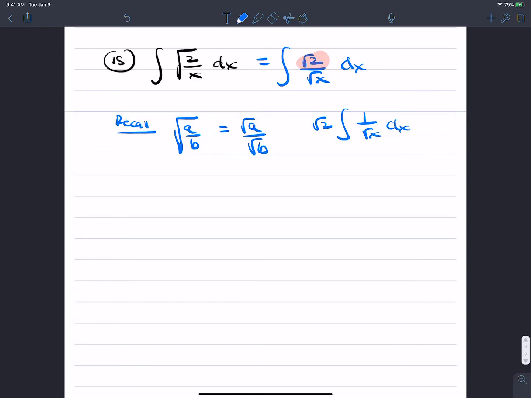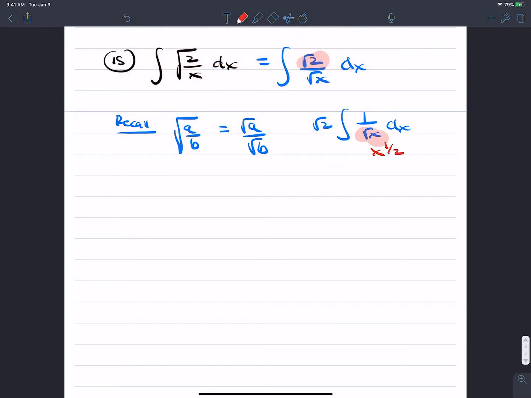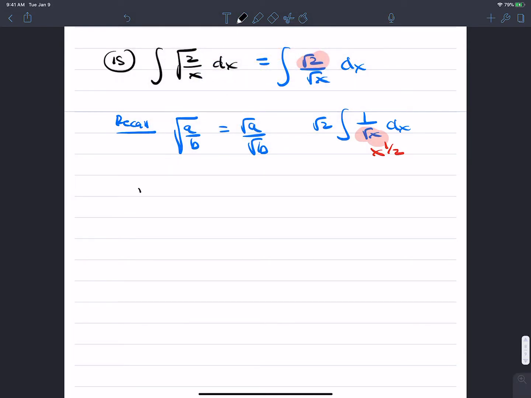Okay? And then notice what you have down here. That's the square root of x. And you say, well, how do I write the square root of x? That's x to the 1/2. And it's in the denominator. So we really have the square root of 2 times x to the minus 1/2 dx, right? Okay, you guys okay with that one? That's what we have.